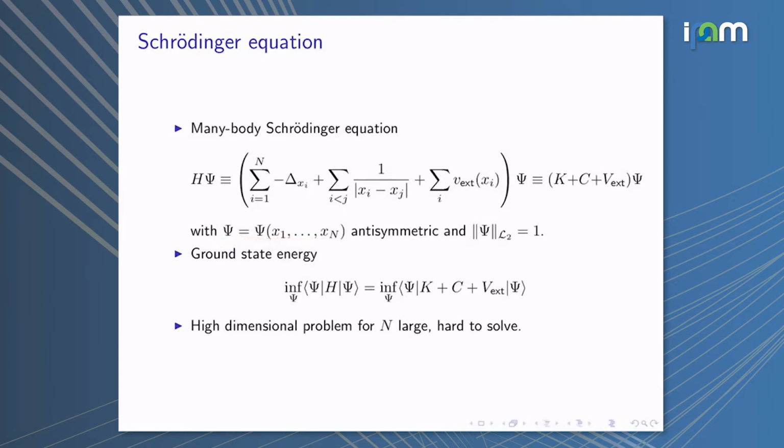Now, this wave function is antisymmetric because we're talking about electrons, and we assume that everything is normalized because we want the square of this to be interpreted as a probability density. Now, the many-body Schrödinger equation's Hamiltonian has 3 parts. The first part is the kinetic energy, which is the sum of the minus Laplacian. The second part is a Coulombic interaction, and the last part is the external potential you put on top of the system. So in this talk, we're going to use K to stand for kinetic, C to stand for Coulomb, and V external to stand for the external potential.